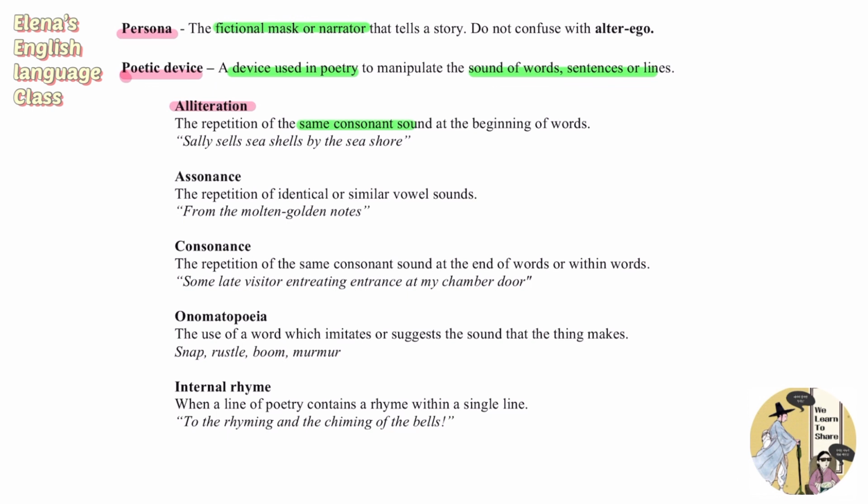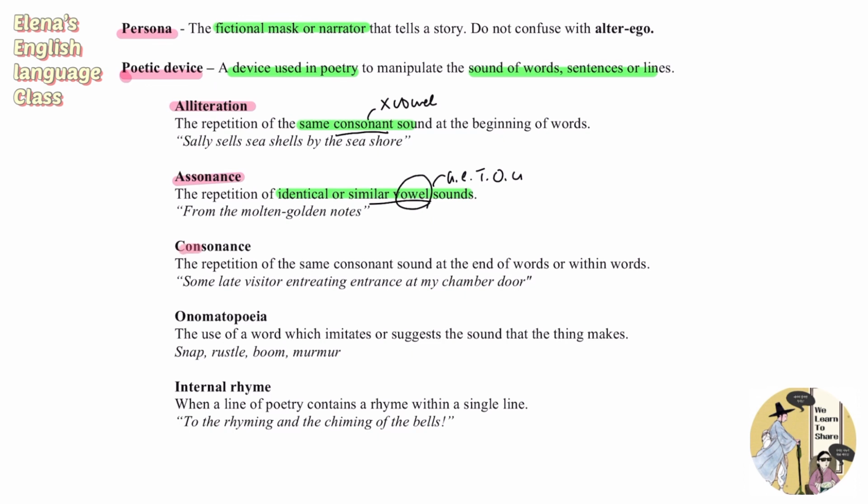And next is assonance. Assonance is the repetition of identical or similar vowel sounds. So remember once more that the consonant is something that is not a vowel. And assonance is the vowel sound, which is A, E, I, O, U, right? And you can see how over here in the example, from the molten golden notes, you see how the O sounds are really repeated over and over. And this is what you call assonance.